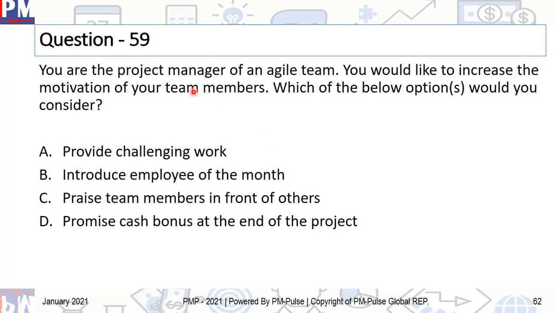All right, let's move on to question number 59. You are the project manager of an agile team. You would like to increase the motivation of your team members. Which of the below options would you consider? A. Provide challenging work. B. Introduce employee of the month. C. Praise team members in front of others. And D. Promise cash bonus at the end of the project.